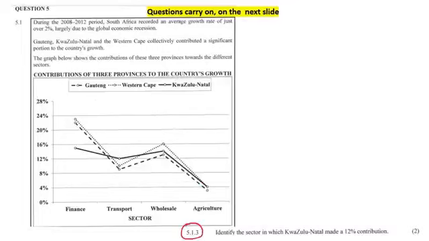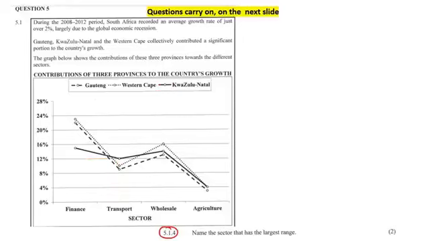It says, identify the sector in which KwaZulu-Natal made a 12% contribution. Okay, so I'm just going to go to the 12% over here, and we're just going to look at KwaZulu-Natal, which is the solid black line. If you look over there, for example, that's for finance, that's more than 12%. If you look at the transport industry, KZN is exactly on the 12% part. So you see that? It's exactly on the 12%, and so that would be transport. So we're going to say here, transport.